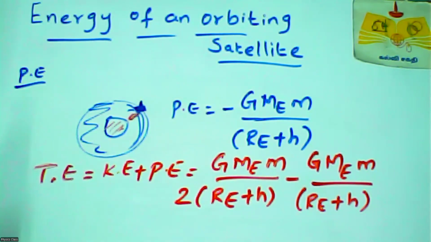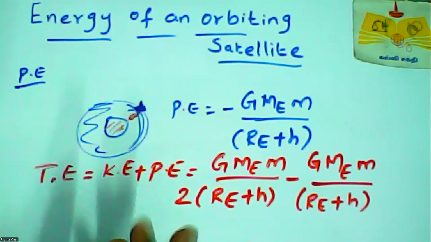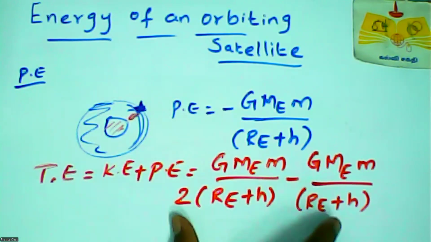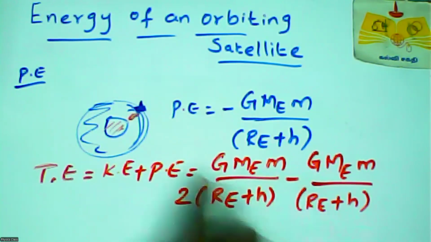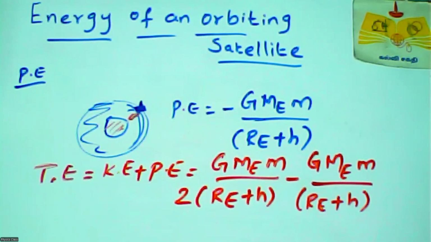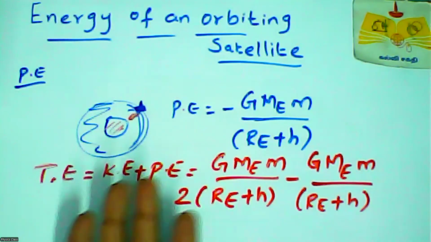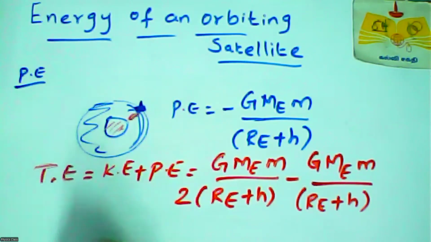When you combine these two terms, you find a very interesting and simple relationship. You can see the 1 by 2 here, and GM_E m by (R_E + H) here, with 1 and a negative sign there. So this is a half, and this is a whole. 1 by 2 minus 1 gives minus 1 by 2.